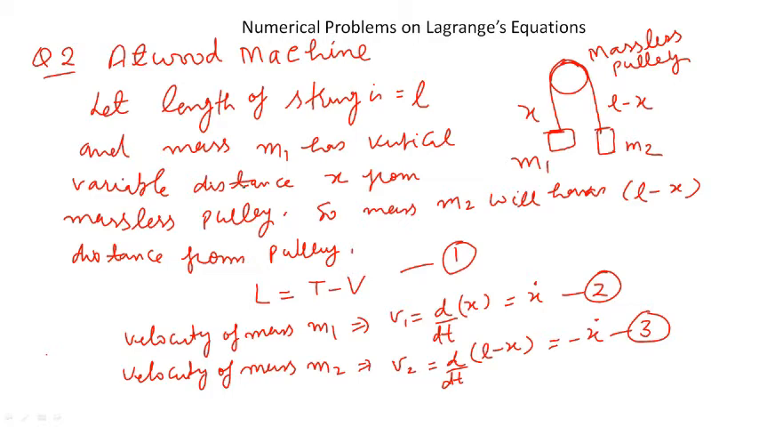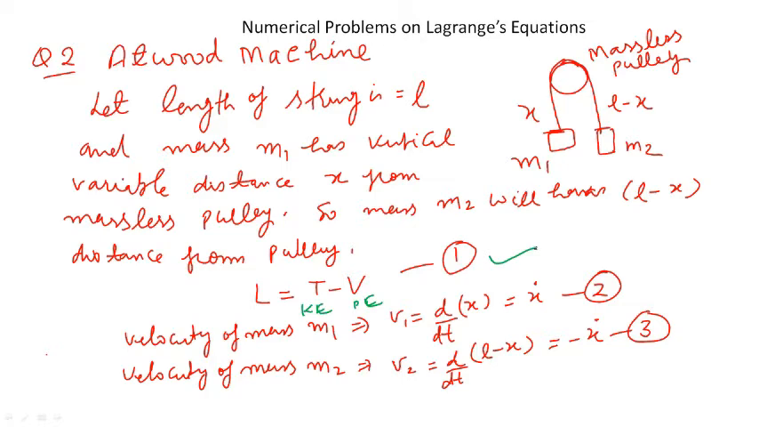As you know, the Lagrangian for such a system can be defined as L is equal to T minus V. Here L is the Lagrangian, T is kinetic energy and V is potential energy. Let us say it is equation number 1.